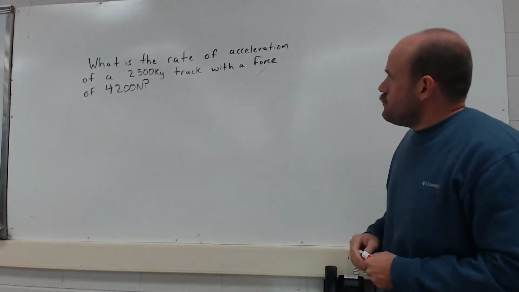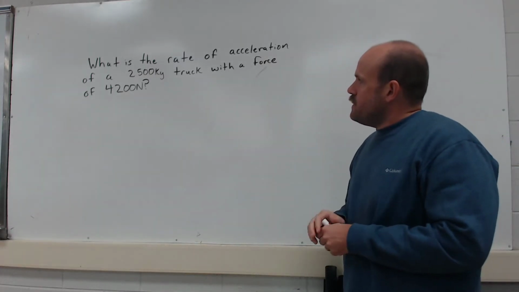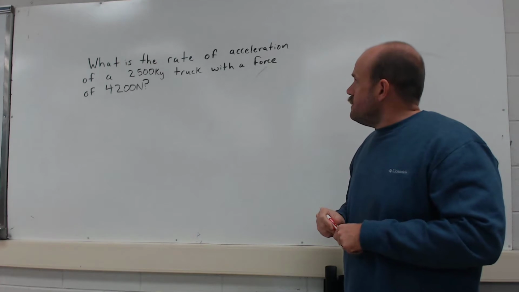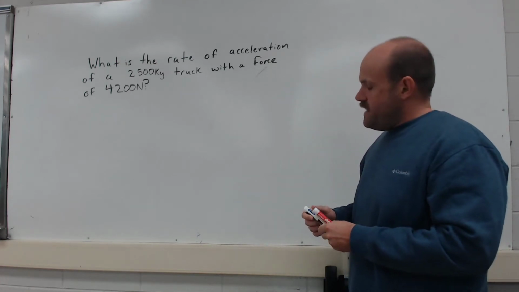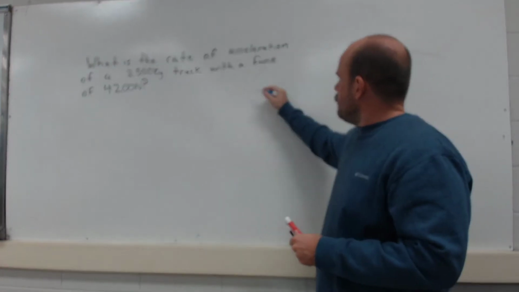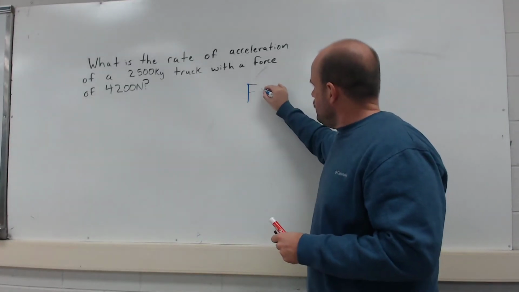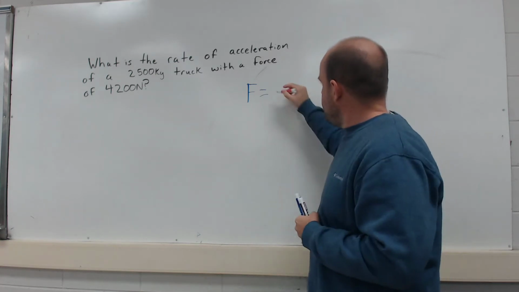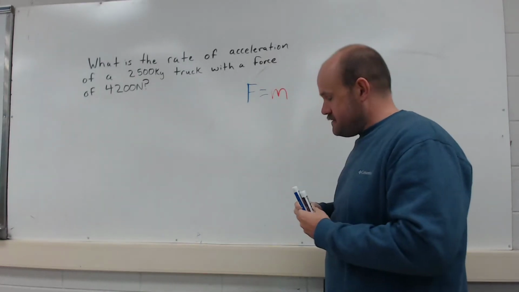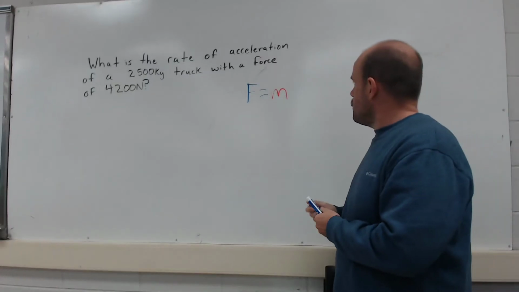So, first problem is, what is the rate of acceleration for a 2,500 kilogram truck with a force of 4,200 newtons? So, we have three parts that we're always looking for. And the basic equation is F is equal to, and I'm going to use blue for force, red for mass, mass times acceleration. And I'll use purple for acceleration.